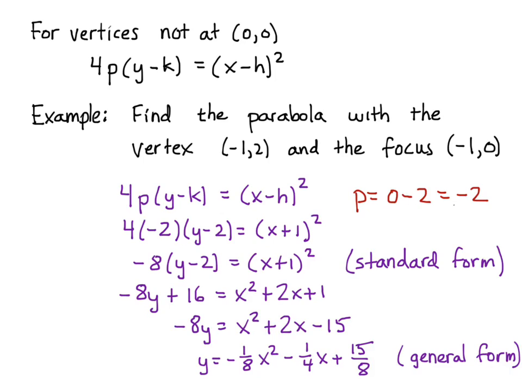Now notice when I had integers for my vertex and focus, I get these weird fractions for the general form. And that's kind of the way it is. If we have integers for these distances, we're probably going to end up with fractions. If we have nice integer coefficients in our general form, we could end up with a fractional location for the focus. And that's just the way it works. Okay, the wider the parabola, the longer the distance that we have.